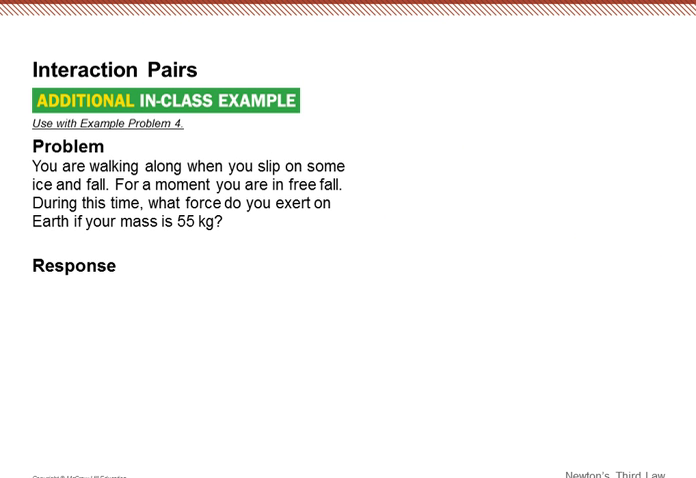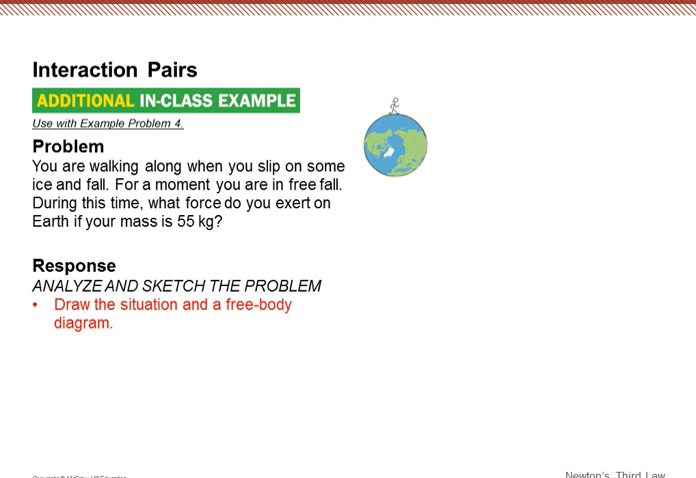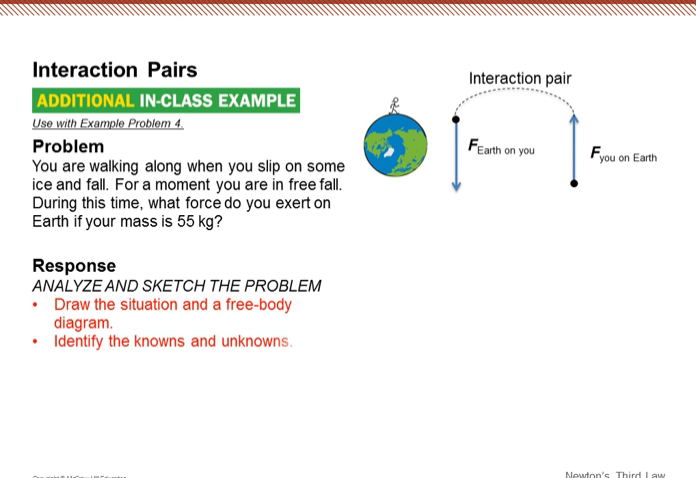So looking at a problem here, you're walking along when you slip on some ice and fall. For a moment, you are in free fall. During this time, what force do you exert on the Earth if your mass is 55 kilograms? Well, in order to find this, we can draw a situation. So here's you, you're on the Earth, and the force that the Earth pulls on you is going to be equal to the force that you pull on the Earth.